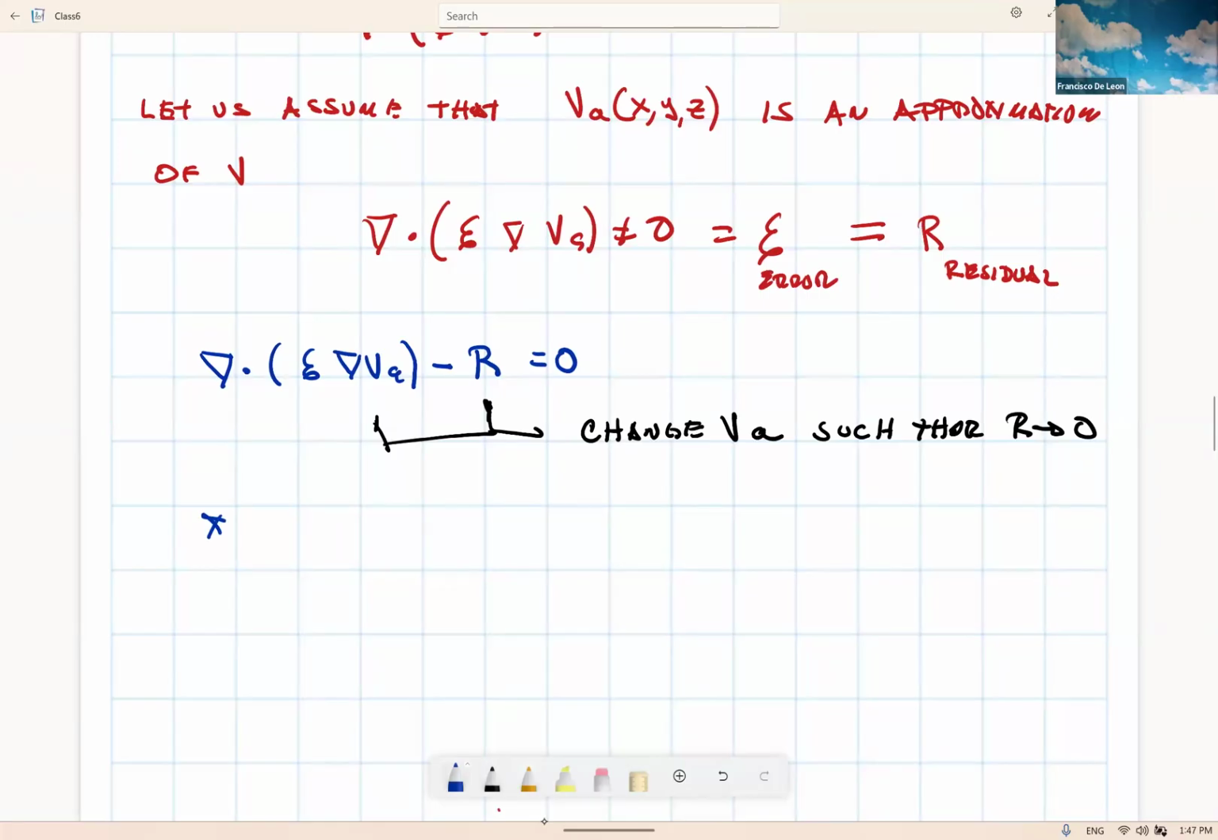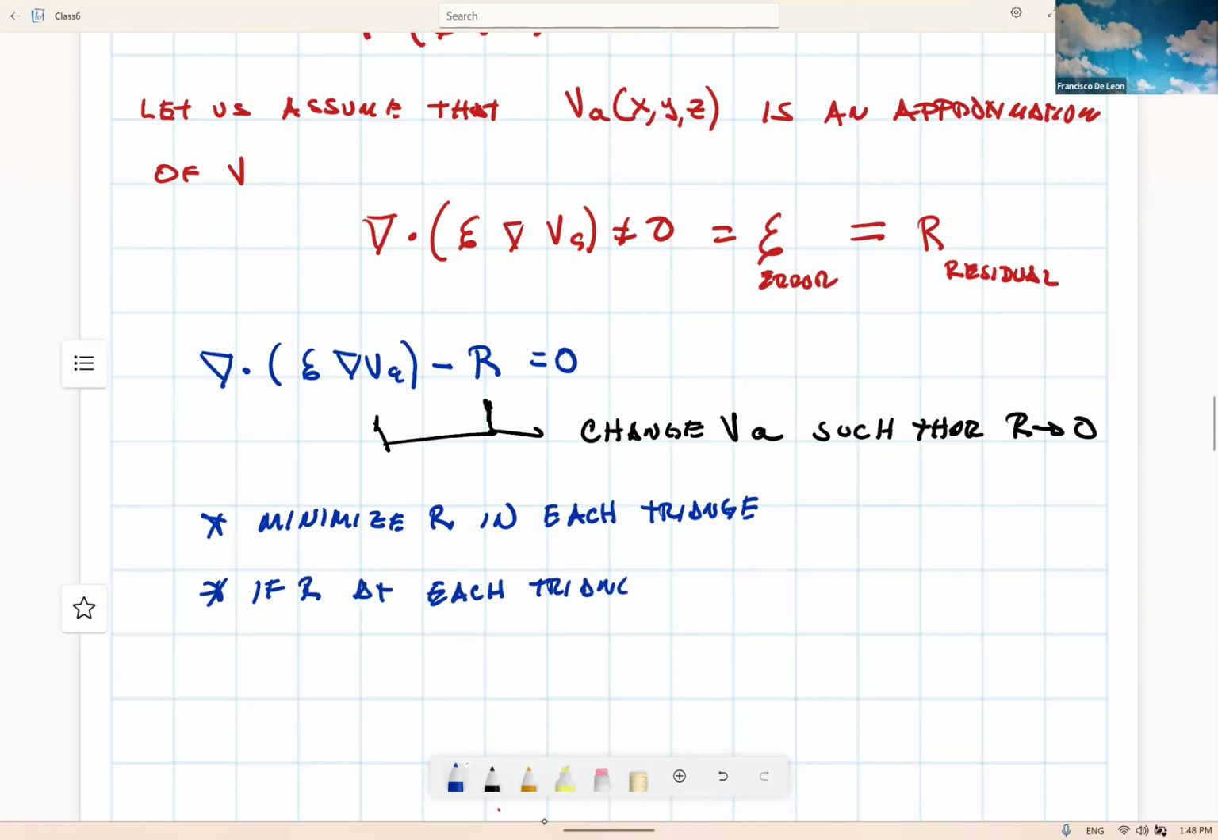There are two things that are important here. We are going to minimize R in each triangle. So we're going to get a particular triangle, we know the expression, and we're going to minimize R, the residual, in each triangle, hoping that if R at each triangle is minimum, then R overall is also minimum. So we're going to take triangle by triangle, minimize each one, and hope that the combined error is then minimum.